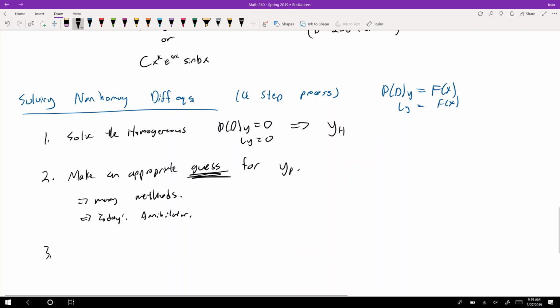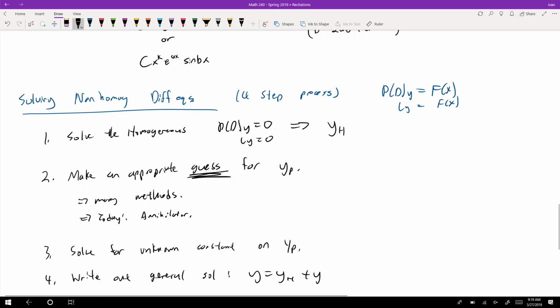All right, step 3 is to solve for the unknown constant on yp. So after you've guessed yp, yp is going to come with an unknown constant, and you're always going to be able to solve that unknown constant. All right? If your particular solution has like a C3 in front of it, you're doing it wrong. You should be able to identify what that C3 is. All right, step 4 is to write out the general solution. Y is equal to YH plus YP.